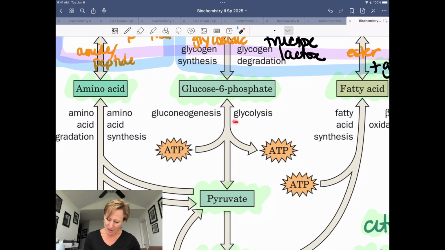We learned about glycolysis, right? That was the main learning unit that we had. Here's all that you need to remember for glycolysis. Glycolysis takes glucose and makes it into pyruvate. The rate controlling enzyme for that was PFK, okay?